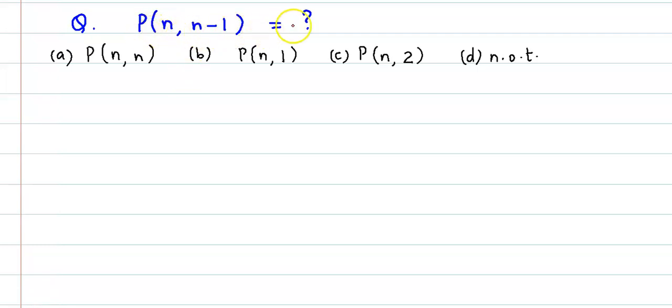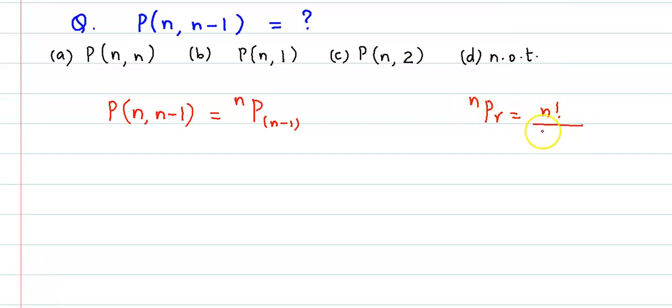P(n, n-1) is equal to... here it is given as P(n, n-1). This is actually nPn-1, right? That is its other notation. And we know that nPr is n factorial upon (n minus r) factorial. So this formula applies here, and it will become n factorial divided by (n minus 1) the whole factorial.